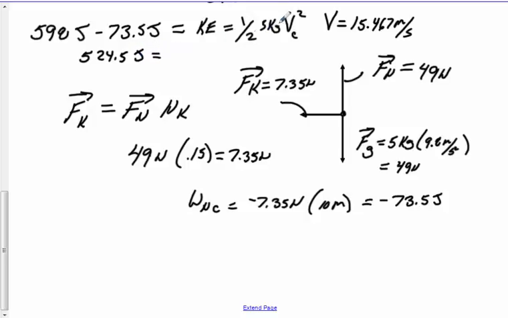I will set that here. We'll make that 1/2 times 5, so 2.5 kilograms times VC squared. I will solve for VC. I take that value, 524.5, and divide it by 2.5. Then I take the square root of that value. That'll give me a velocity at C equal to 14.48 meters per second.